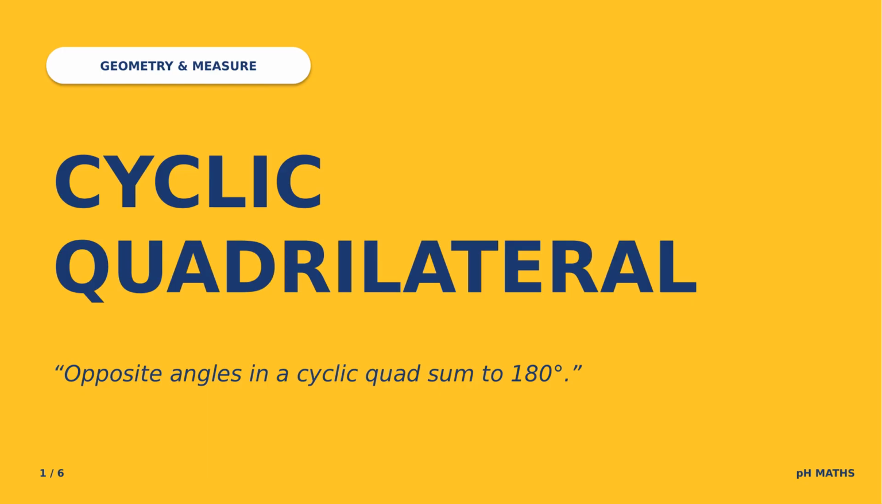Today's explainer is the Cyclic Quadrilateral, a 4-sided shape with all 4 vertices sitting on a circle. By the end of this, you'll know the opposite angles sum to 180 rule and exactly when to apply it.